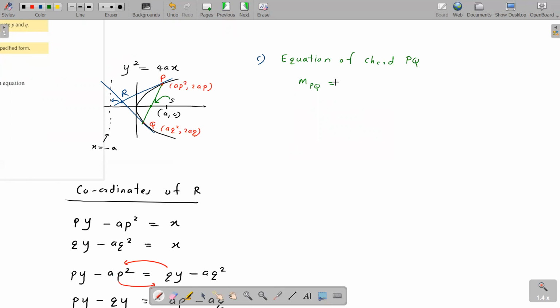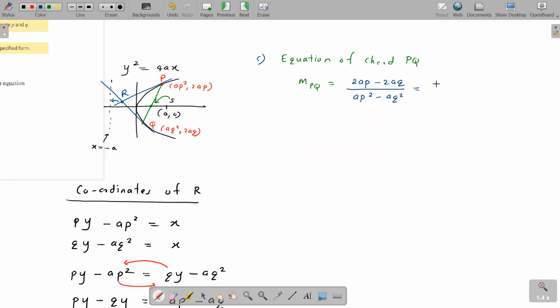We can't add and divide by 2. Adding and dividing by 2 is the midpoint. How do we get the gradient? Y1 minus Y2, Y difference, delta Y over delta X. We get the Y difference and the X difference. So Y difference 2AP minus 2AQ divided by X difference will be AP square minus AQ square, right?